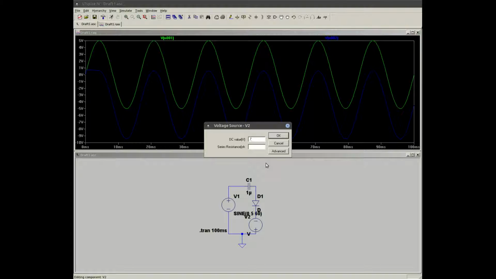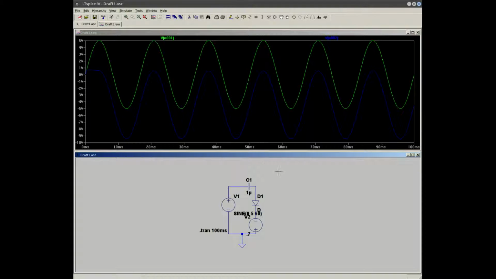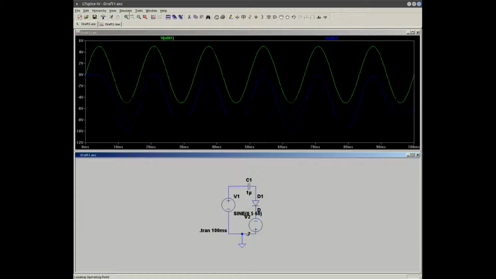So we're going to need a bias voltage of negative 0.7 volts, so we can start conduction of the D1 diode at 0 volts instead of positive 0.7 volts. All right, go ahead, simulate and run it. And we should be right at 0 volts. And we are.